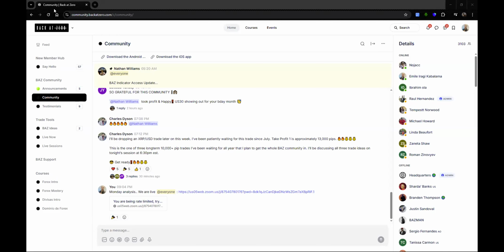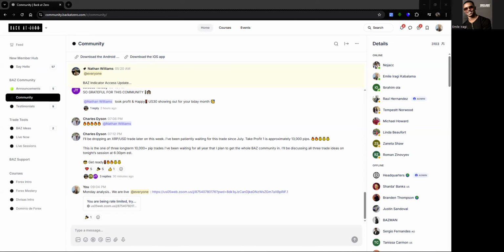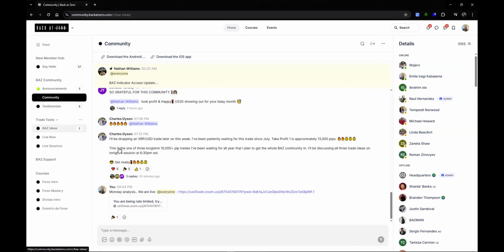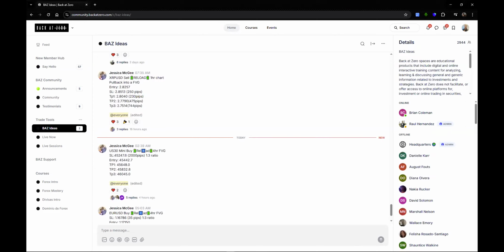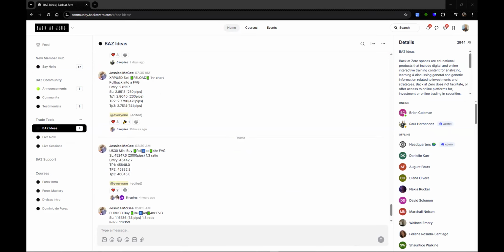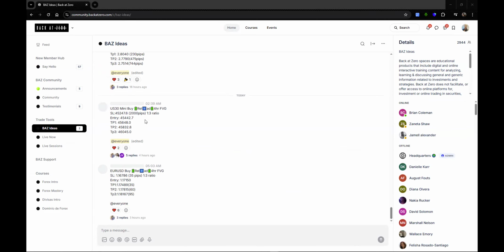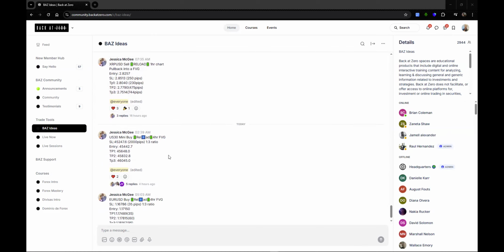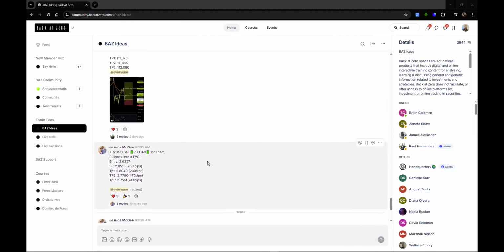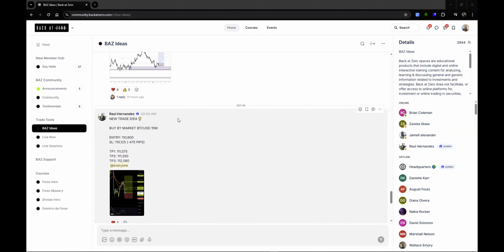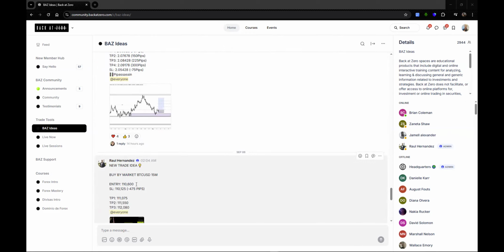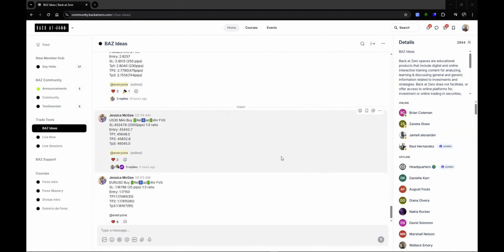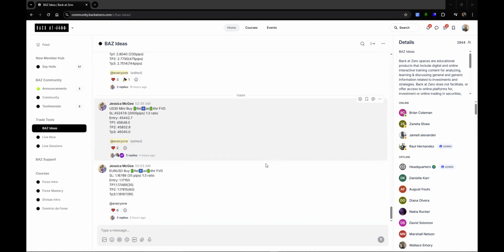Okay, good. So now we have the buzz idea here. You can see the trade ideas that we sent, and all the other coaches. Jessica McGee sent some good trade, and also Raul Hernandez sent a Bitcoin trade. Okay, so we know for today we only have these 3 trades.